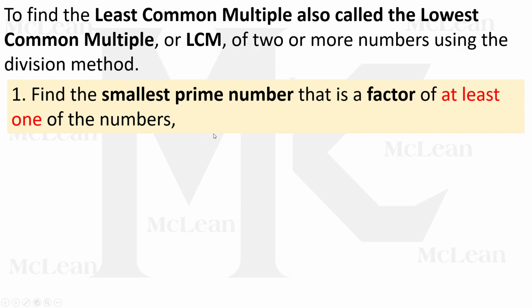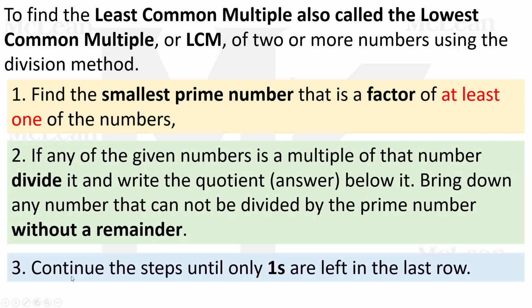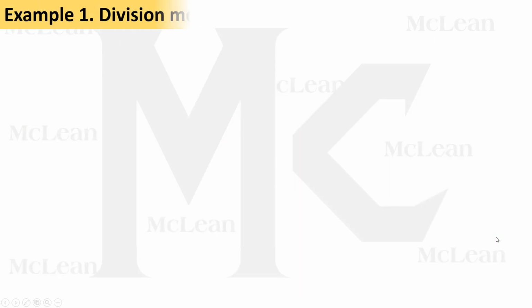What do you mean by that? We'll see in a few. Then, if any given number is a multiple of that number, you divide it and write the quotient, or the answer, below it. Bring down any number that cannot be divided by the prime number without a remainder. Then continue the steps until only ones are left in the last row. Let's do a few examples.